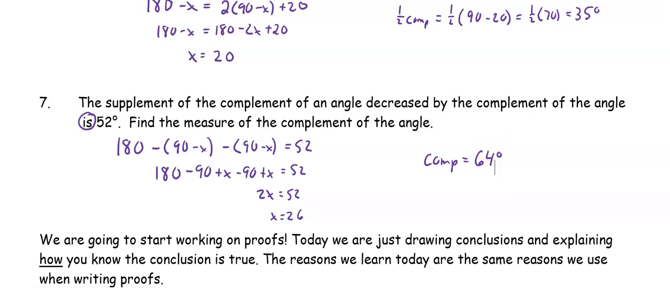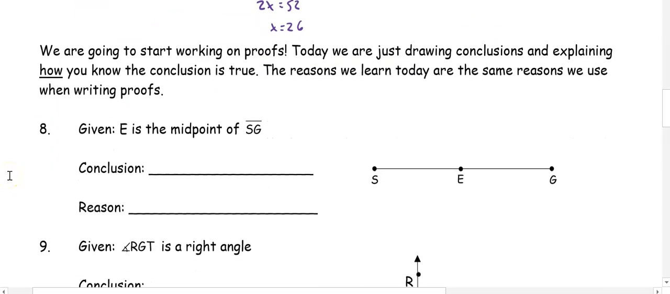So we're going to start working on some proofs. Today we're just going to work on drawing conclusions and knowing how we got to that conclusion. The reasons we learned today are the same reasons that we're going to use later on when we're writing longer proofs. So in number 8, E is the midpoint of SG.